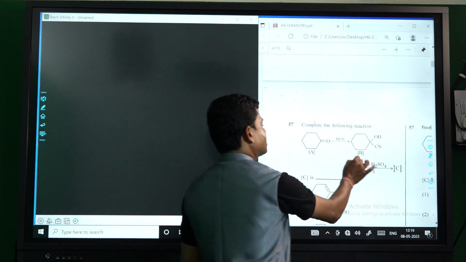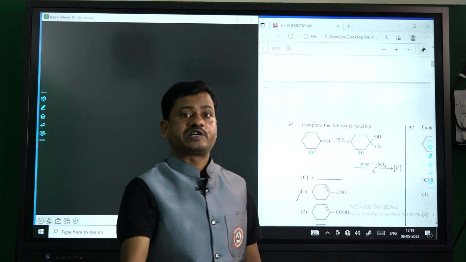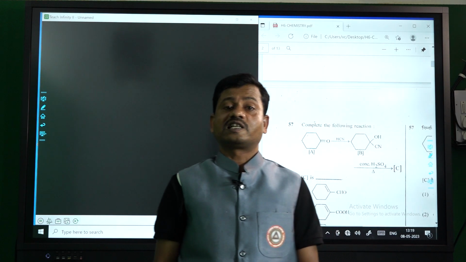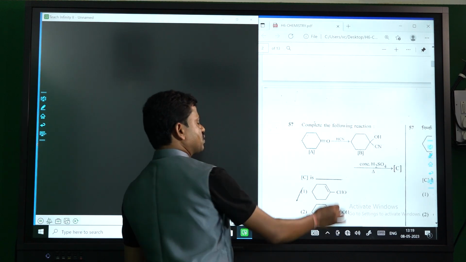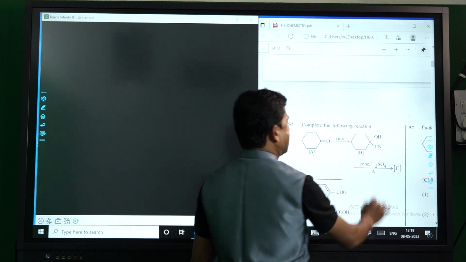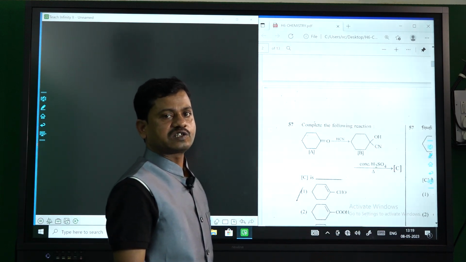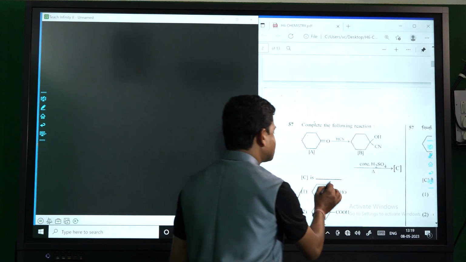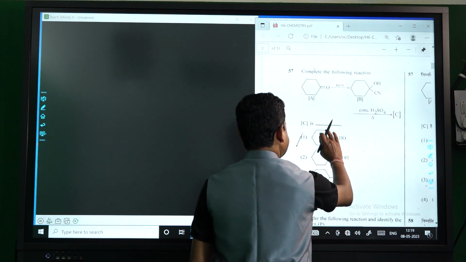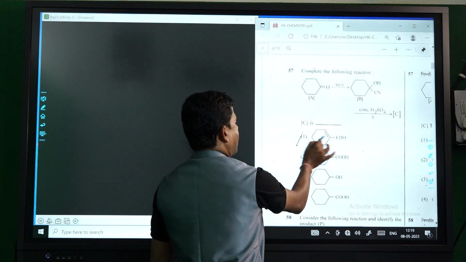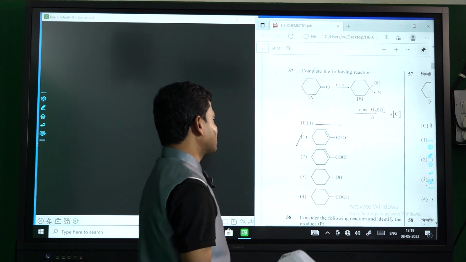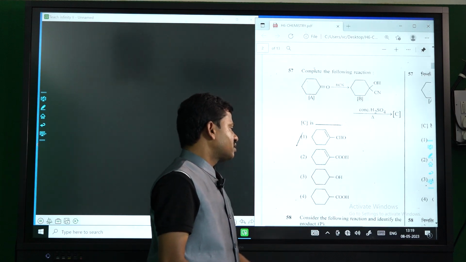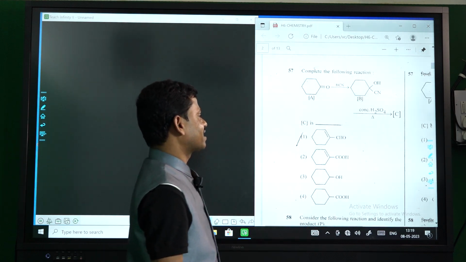And when concentrated H2SO4 is given, dear students, remember that concentrated H2SO4 contains some percentage of water. So due to the presence of water, the hydrolysis of cyanide in acid medium gives a COOH group. So in your options, option 1, the aldehyde group, is incorrect and option 3, the OH group, is incorrect. So only options 2 and 4 remain as possible correct answers.